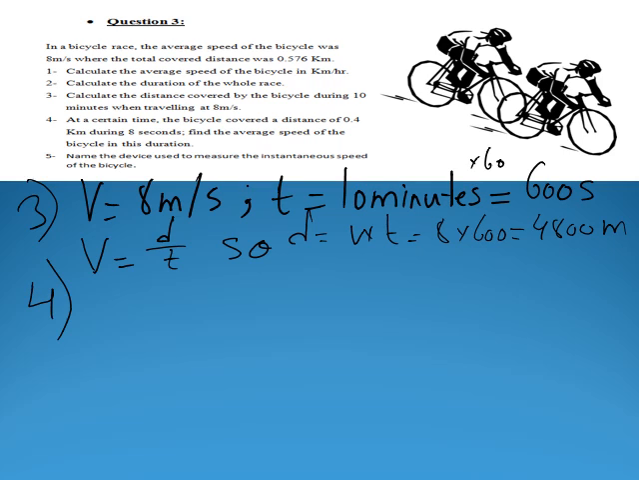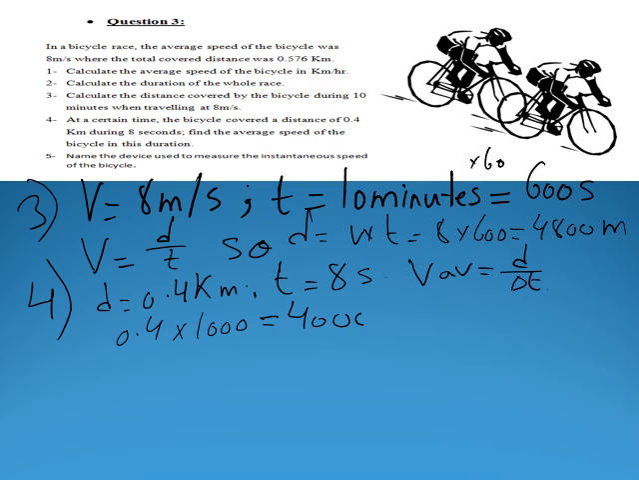Part 4. At a certain time, the bicycle covered a distance of 0.4 kilometer during 8 seconds. So distance is equal to 0.4 kilometer, and time is equal to 8 seconds. Find the average speed. So V average is equal to D over delta T. We have D and delta T, but we have to convert the units. First step, 0.4 we can multiply by 1000, so it will be 400 meters.